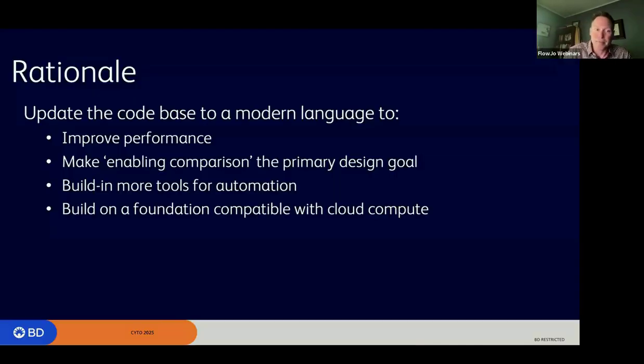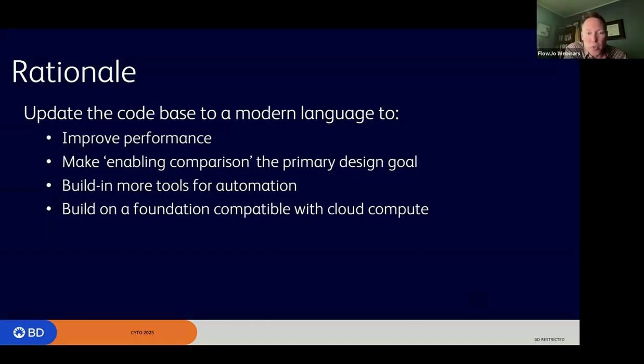All right, so we decided it was time to make an 11 and start from scratch compared to version 10 because we wanted to update the code base to a modern language. I think it was time to improve the performance, getting away from Java, which version 10 is written in. And while we were making a brand new version, we figured we could change the focus a little bit, making enabling comparison an overriding design goal throughout the program. Every bit of the program that we've looked at, we've said, well, how does this enable comparison? And so that's the primary thought process here.